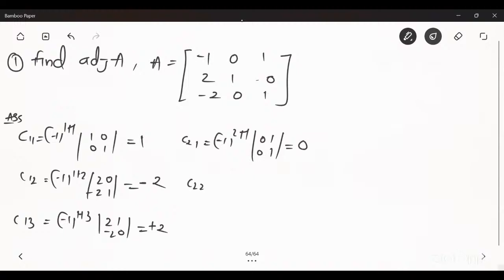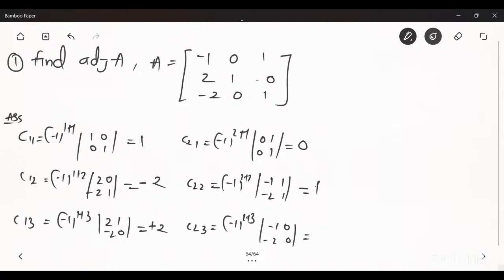Now C22 is minus 1 to the power 2 plus 2. So you will get minus 1, 1, minus 2, 1. On solving, you will get minus 1 plus 2, so minus 1 plus 2 is 1. C23 means minus 1 to the power 2 plus 3. So you will get minus 1, 0, minus 2, 0. On solving, minus 1 into 0, minus 2 into 0 is 0. So that's why you will get value 0.